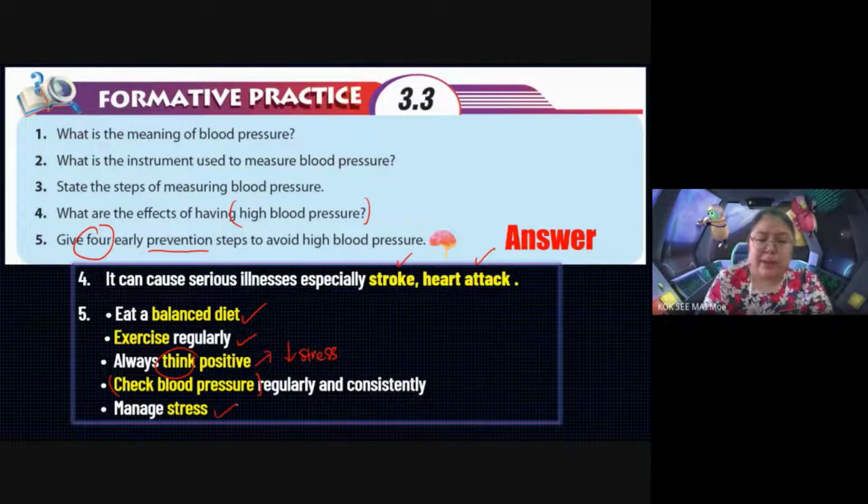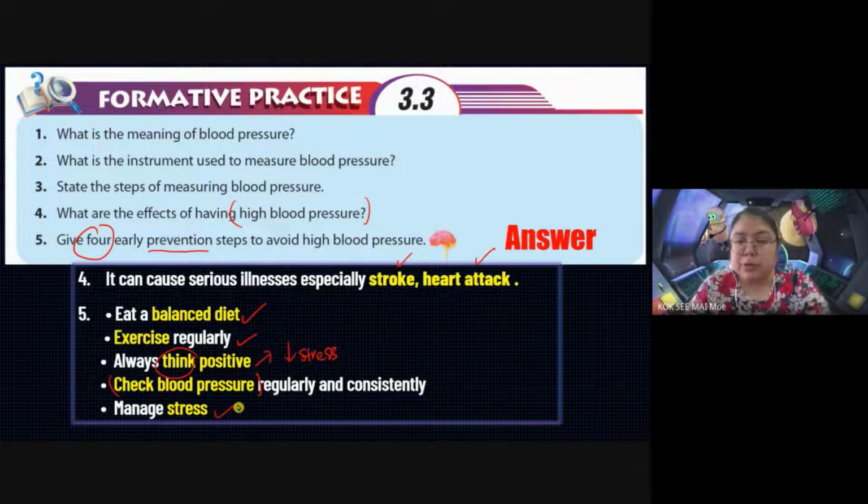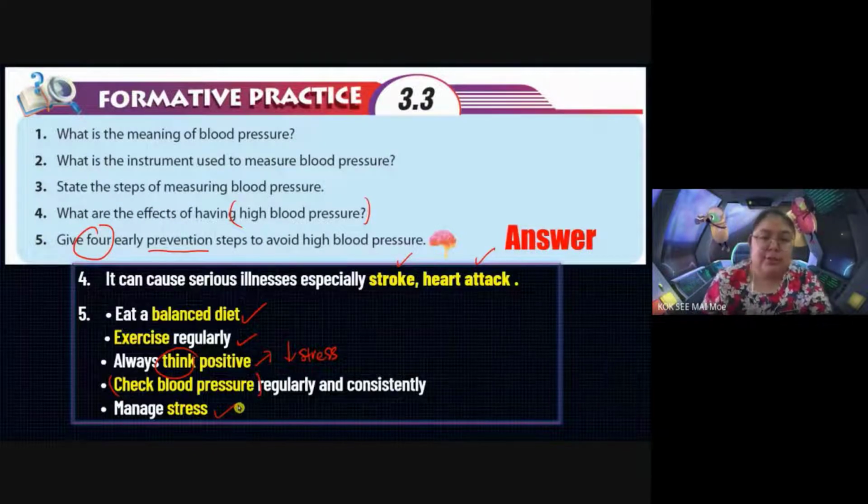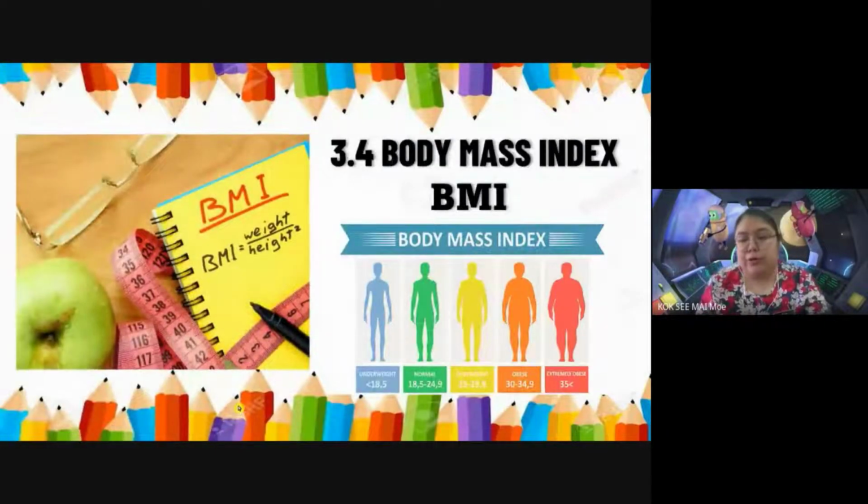And the last one, manage your stress. For example, if you feel very stressed already, you do something to reduce it. Maybe you go singing, maybe you go exercise, jogging, maybe you go cooking. All of this can reduce the stress. I mean, you can manage your own stress. So this is an example of how to prevent high blood pressure. Okay, so this is 3.3.